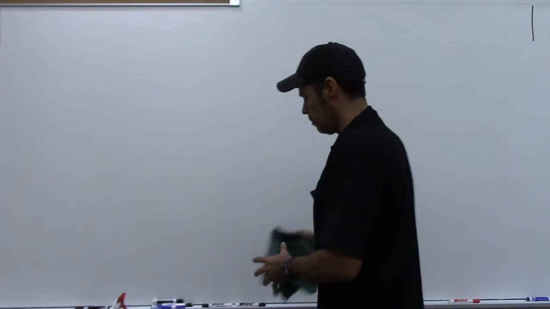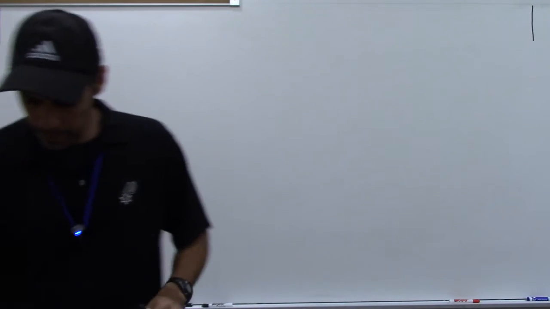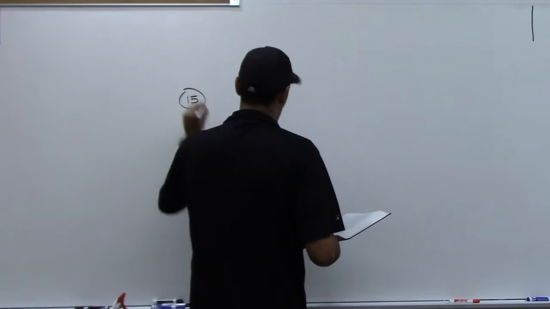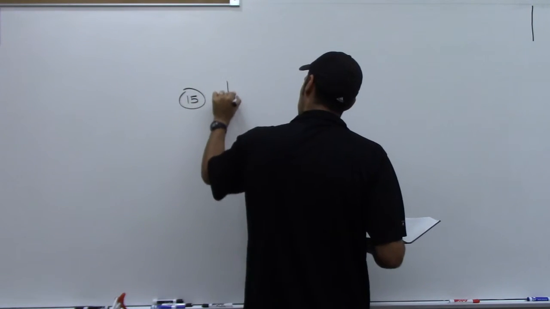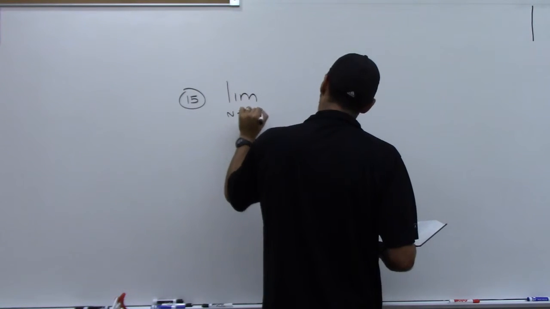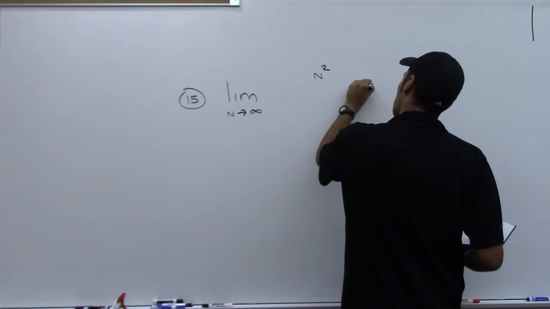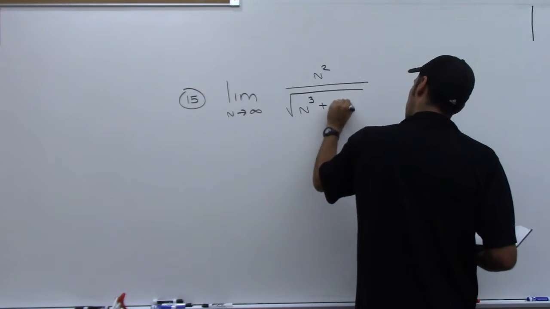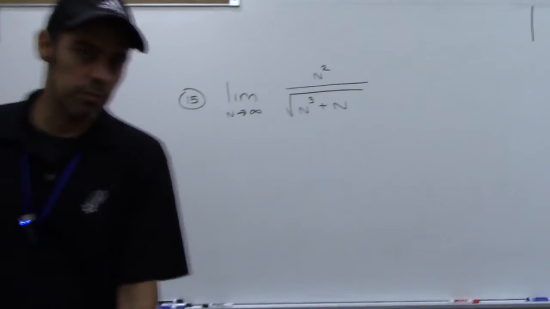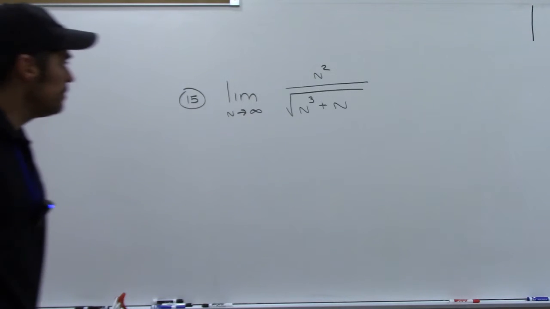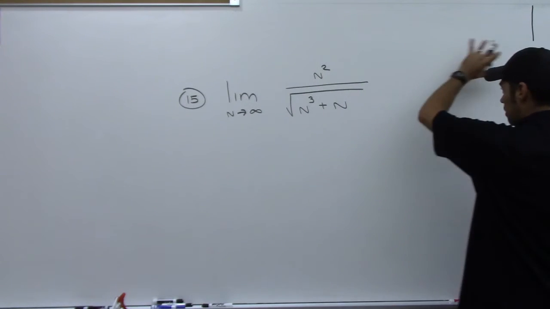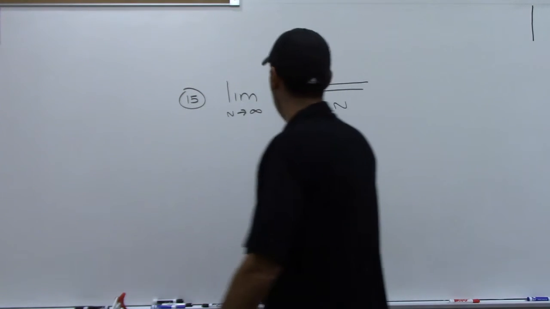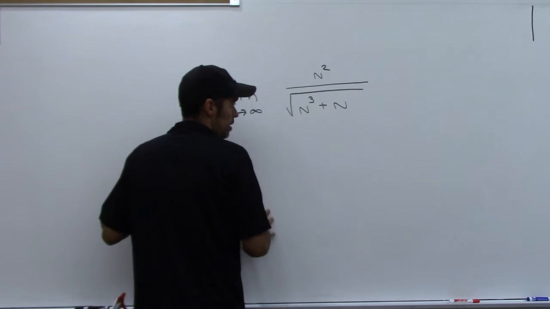Fifteen. Limit as n goes to infinity, n squared over square root of n cubed plus n. All right, so if we take a quick look at this, we'll realize that we get infinity over infinity again, right? As the top gets bigger, the bottom gets bigger. So you might be wanting to do L'Hopital's rule again. However, the derivative of this bottom piece is going to be pretty ugly, and I'm not quite sure I want to deal with that.